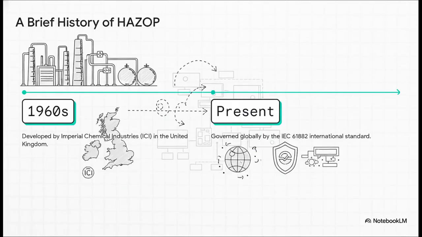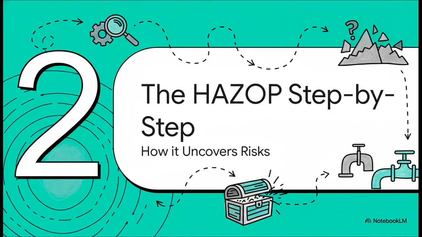And this is not some new fad. HAZOP was actually developed way back in the 1960s by Imperial Chemical Industries over in the UK. And since then, it's been polished and refined and eventually formalized into a global standard, IEC 61882. And that's a big deal, because it means a HAZOP done in one country is completely understood and trusted everywhere else in the world. So that's the what, but how does it actually work in practice?